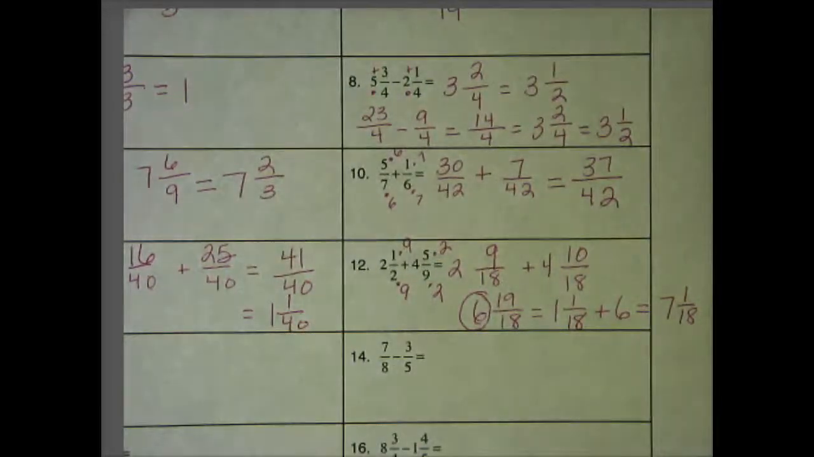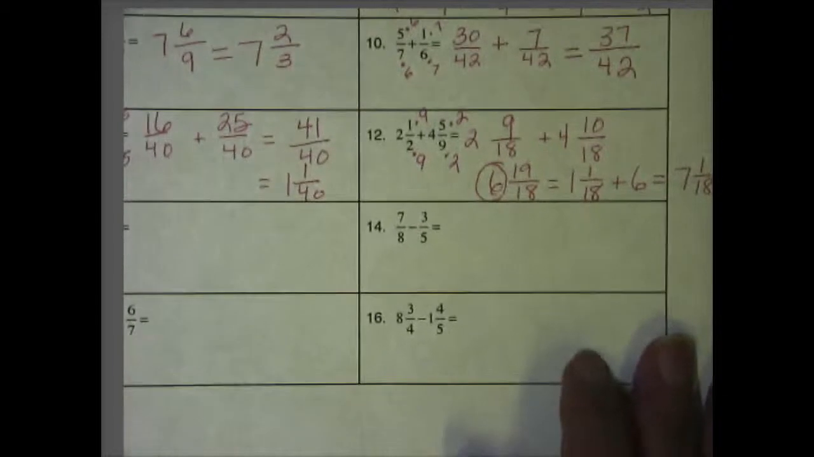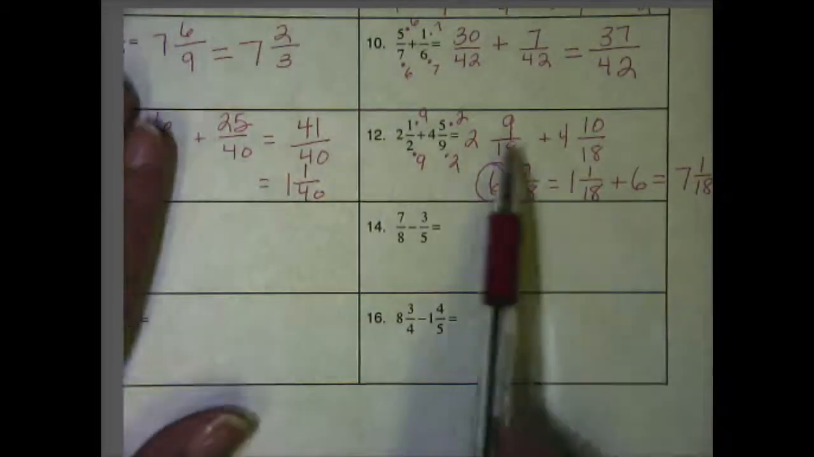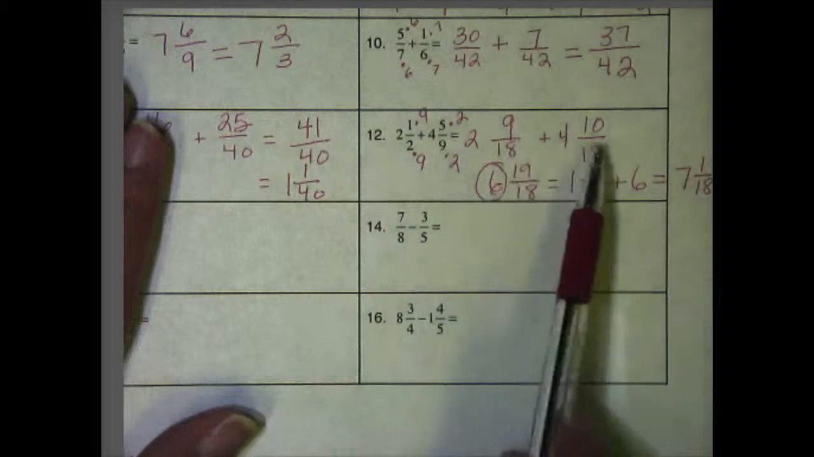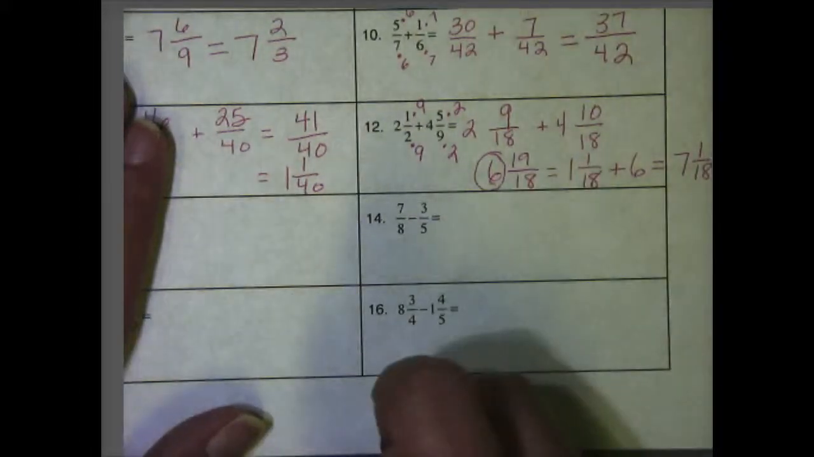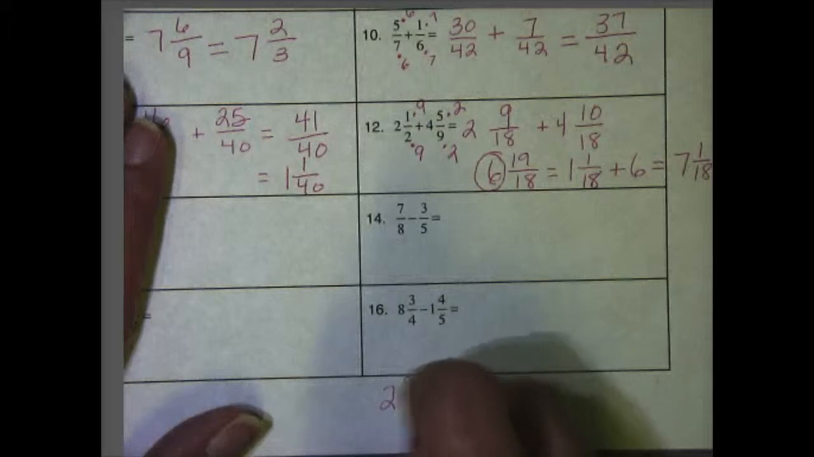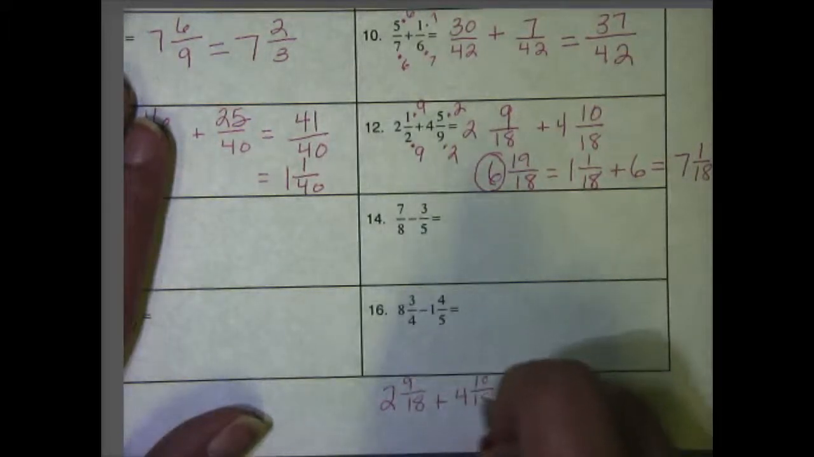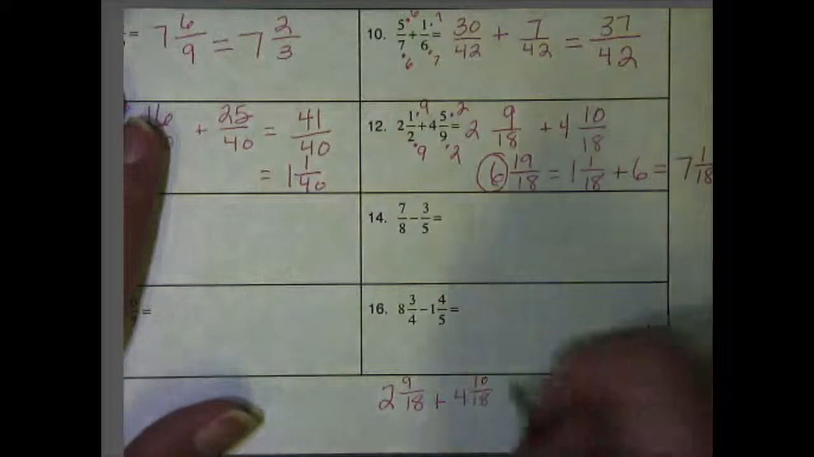We don't have space on here, but what I can do for you is go down to the bottom, and I'll show you how to do it, changing them to improper fractions first. So we have 2 and 9 over 18 plus 4 and 10 over 18. So let's change them to improper fractions first. And it's completely up to you which way you do it.